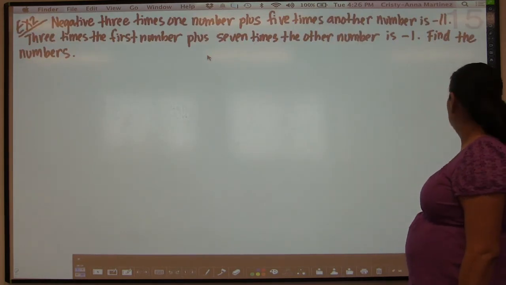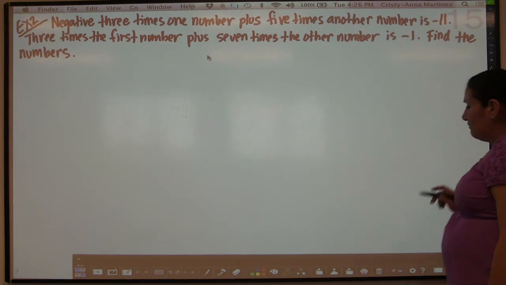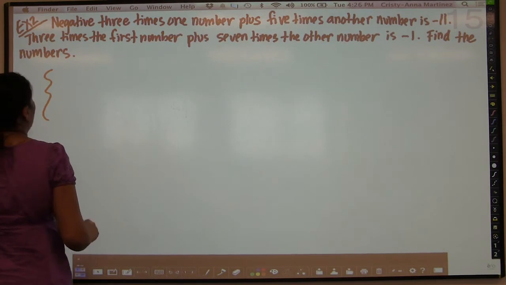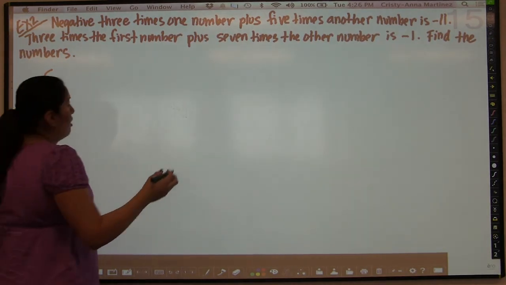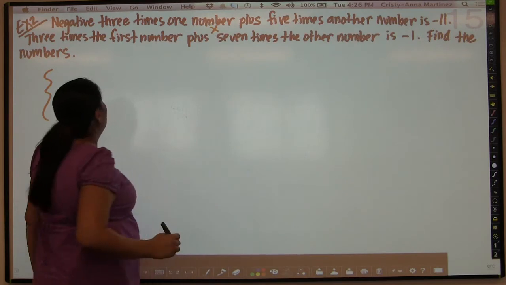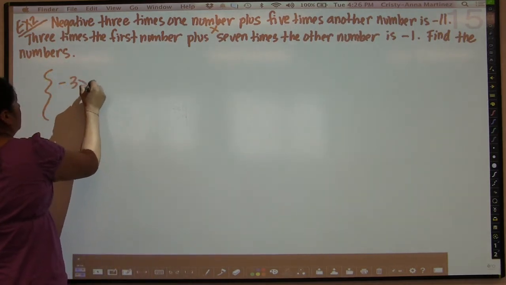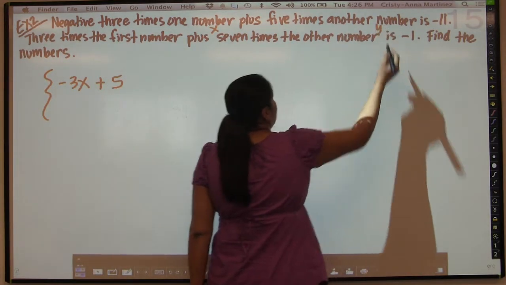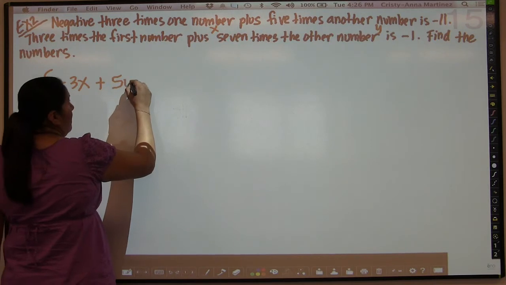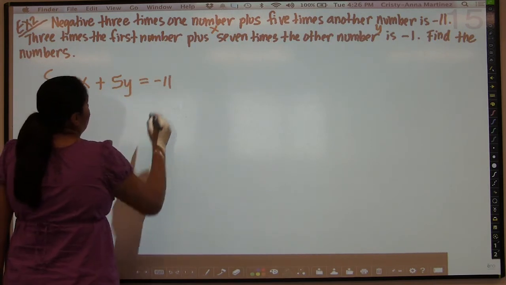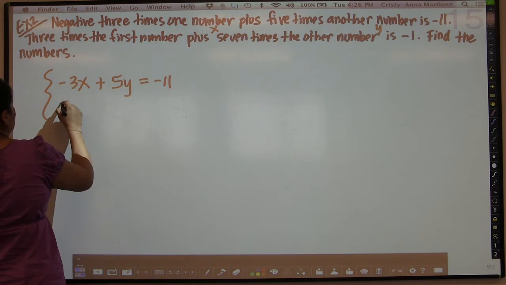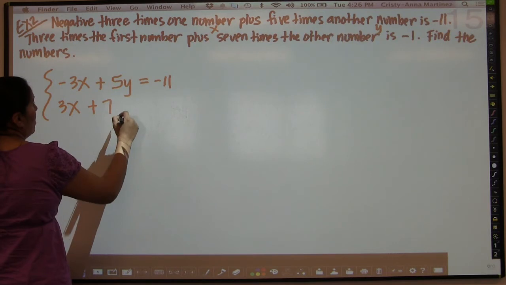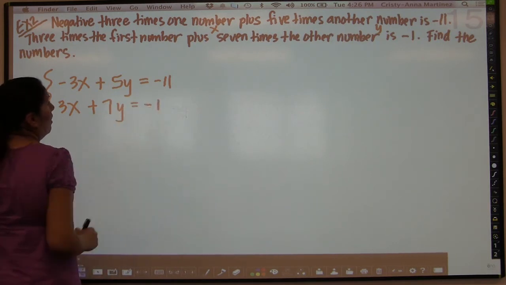So now we have example 2, which is a little bit of a word problem. In this case, we have to start by setting up our system first. So we have negative 3 times one number. I'm going to go ahead and call that number x. So negative 3 times the number plus 5 times another number, and we'll call the other number y. So plus 5 times y is equal to negative 11. Then it says 3 times the first number, which was x, plus 7 times the other number, which was y, is negative 1, and they want us to find the numbers.